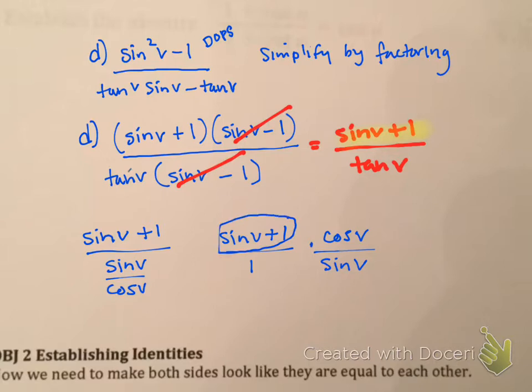This is a binomial and this is a monomial. You cannot cancel them out. They have to be the same. So if you have a binomial, the only way you can cancel it out is like the previous example, when both of the binomials are the same. So that's why it's okay to leave the answer as sine v plus 1 over tangent v. Okay, now we're ready for objective 2, which is to establish an identity.